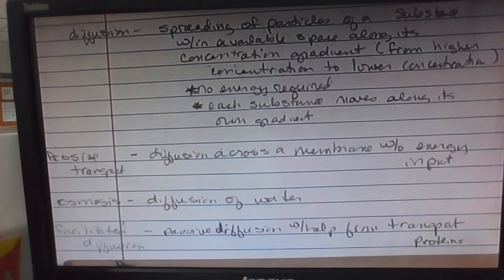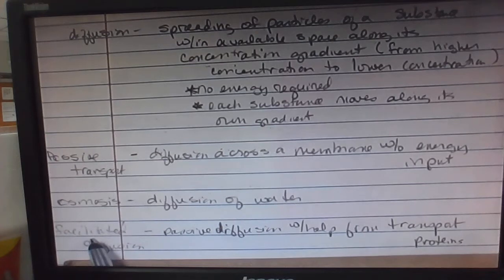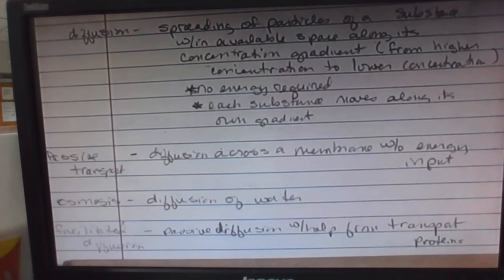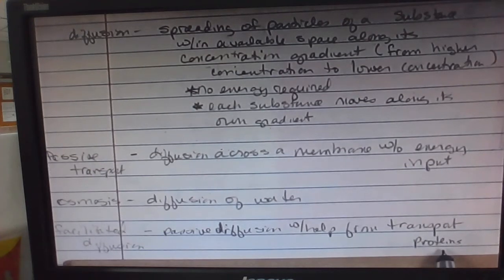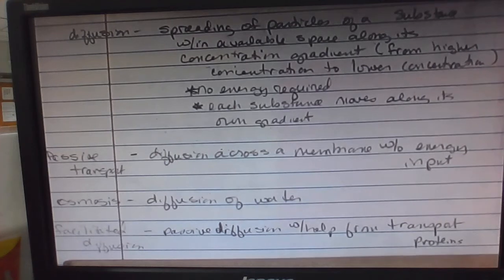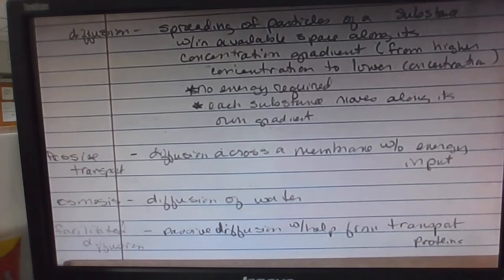Facilitated diffusion. Facilitated diffusion is passive diffusion with help from a transport protein. If I facilitate something, I help that action to occur. In a cell, there are transport proteins that are embedded in the cell wall or in the cell membrane. Those transport proteins are like caves, if you will. They're tunnels. And so when they're open, stuff can move through them freely.